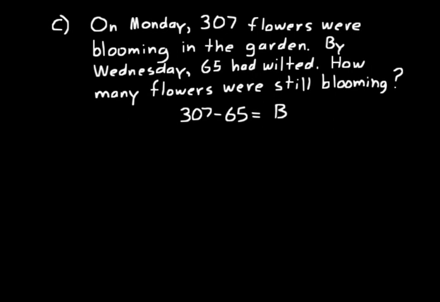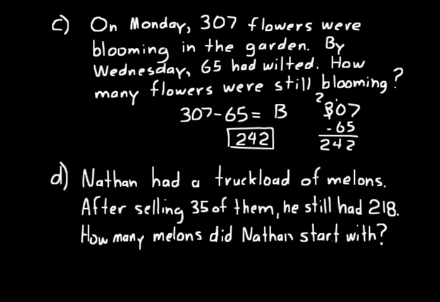This problem, all we have to do is some subtraction. 307 minus 65. And we see that there are 242 flowers still blooming. And so that's our answer. 242. Let's do one more problem.